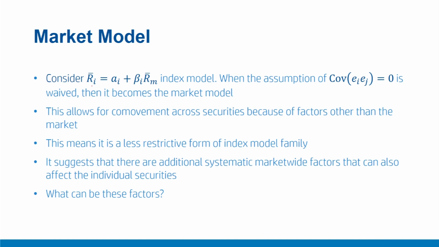Consider a single index model like Ri bar equal to alpha i plus beta i times Rm bar. Here, the assumption that covariance between Ei and Ej equals 0, which was a very integral and central assumption of the single index model, is relaxed or waived, and it becomes the market model. This simply means that there may be some co-movement across securities that are not due to the market. This is in contrast to the single index model.